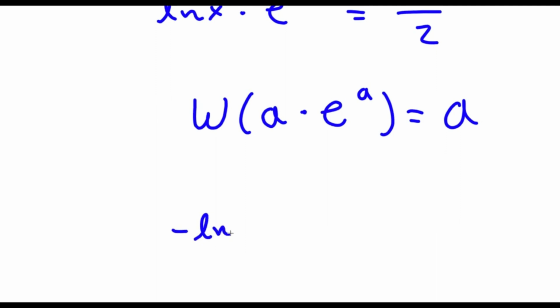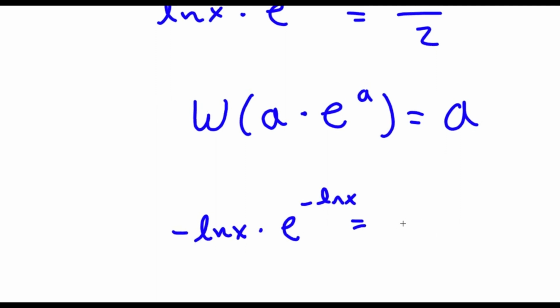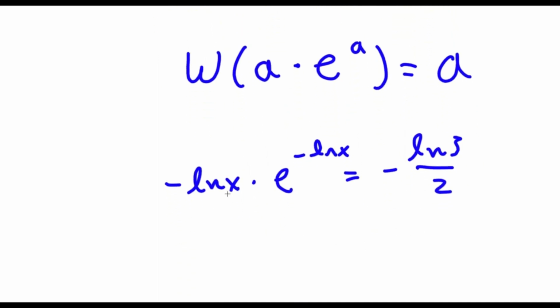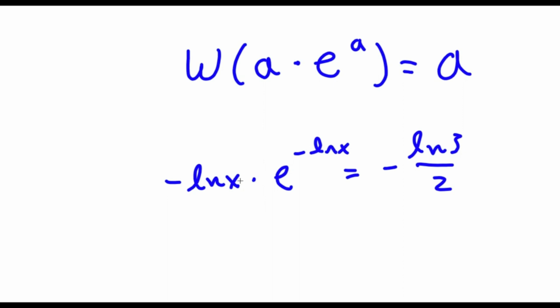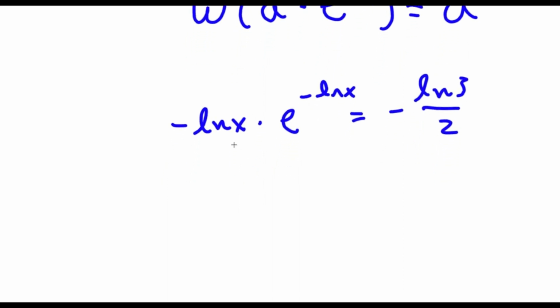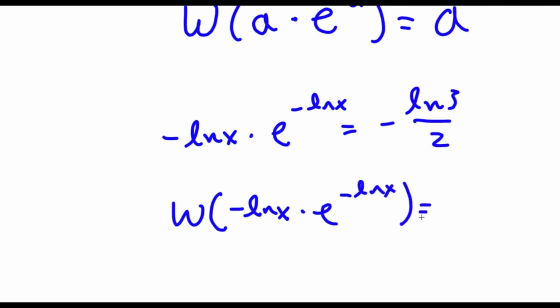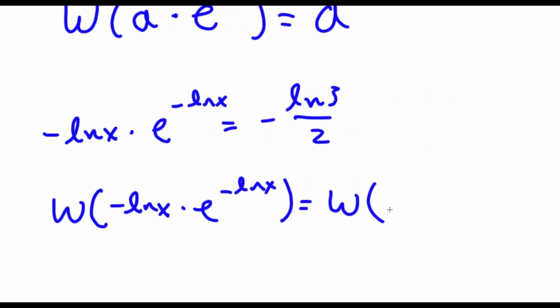So now I have negative ln x times e to the power of negative ln x is equal to negative ln 3 over 2. And now, as you can see, both a's are the same. And now we can go ahead and take the W-Lambert function on both sides. So now I have W of negative ln x times e to the power of negative ln x is equal to W of negative ln 3 over 2.